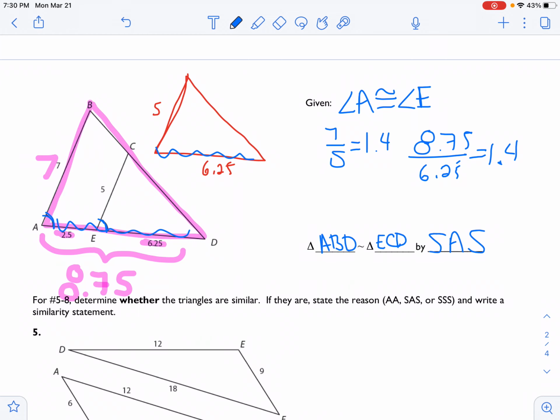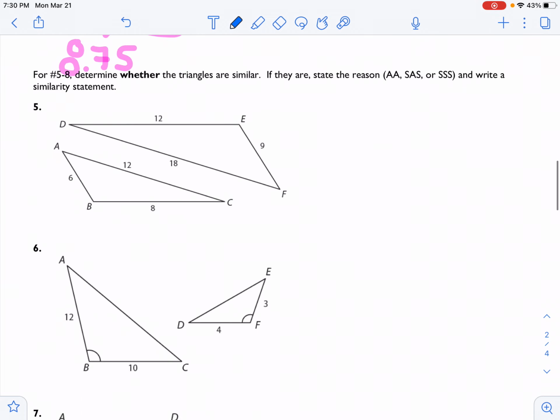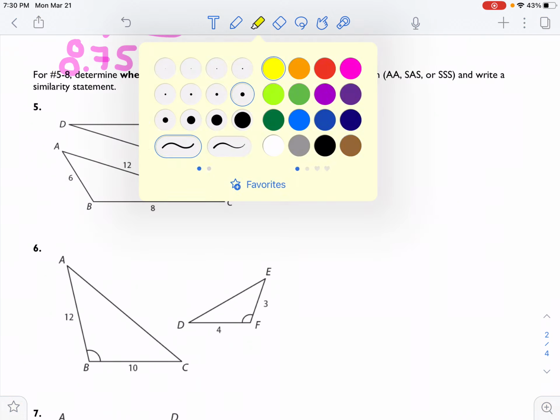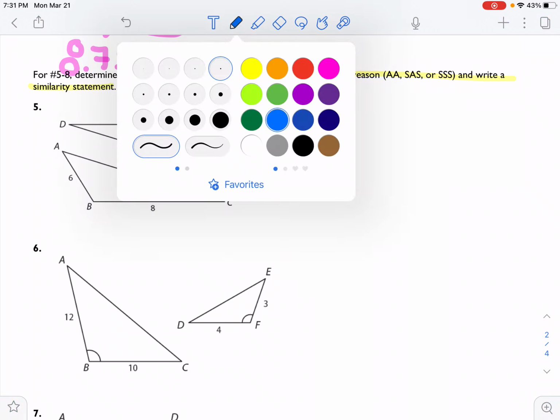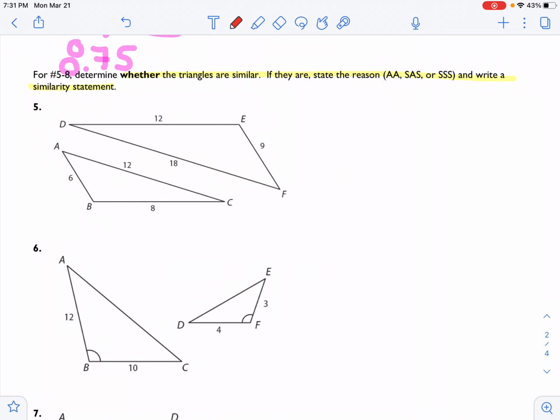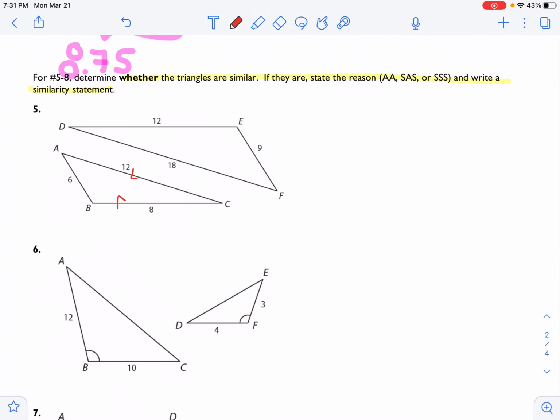They told us, and we just had to say why. Now they're saying, determine whether they actually are similar, or maybe they aren't. So again, this one looks like side, side, side. So I'm going to match the sides up. Notice this is the large side, middle, small. And then I'm going to go large, middle, small. And I'm going to divide them.